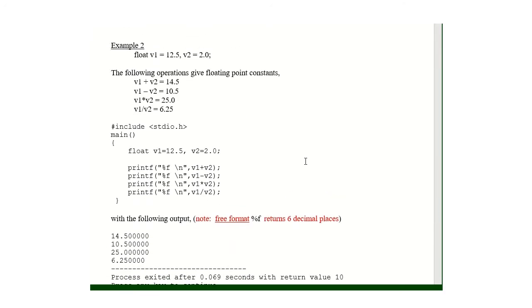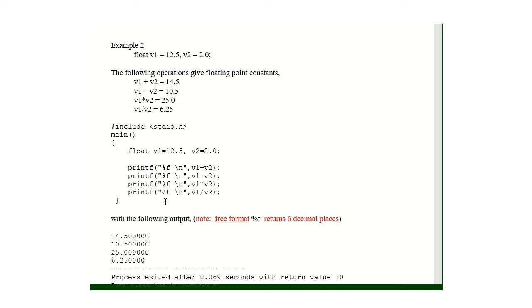Example 2, we have floating point variables v1 and v2 with initial values. Since v1 and v2 are floats, the arithmetic operations will also result in floating point constants. So this is v1 plus v2, v1 minus v2, v1 times v2, v1 over v2. Of course, you can program this as follows.